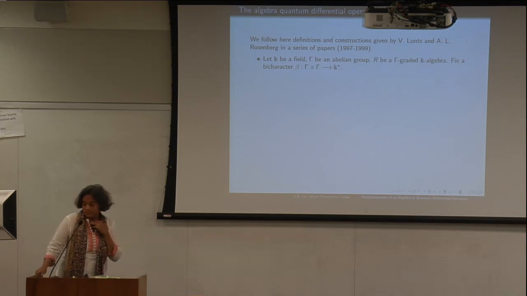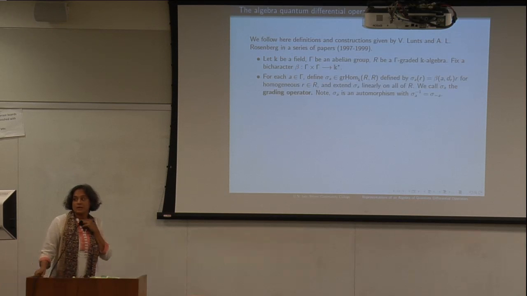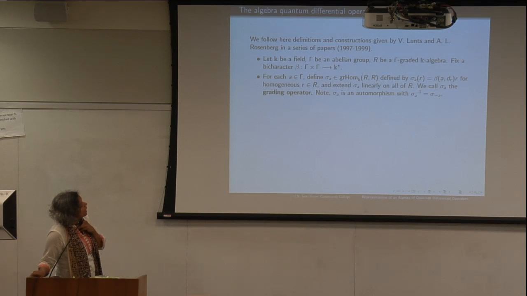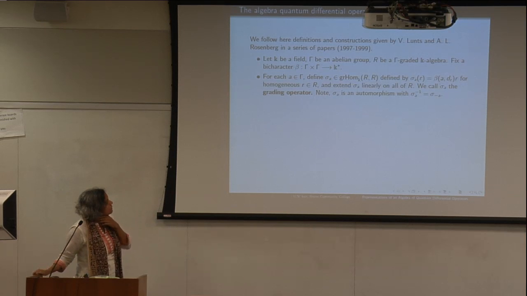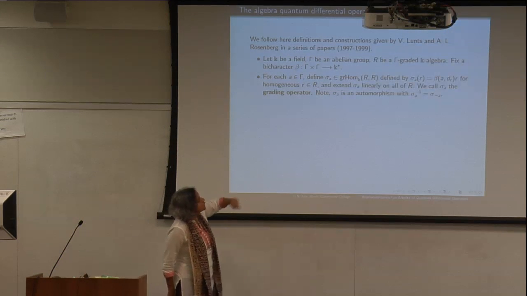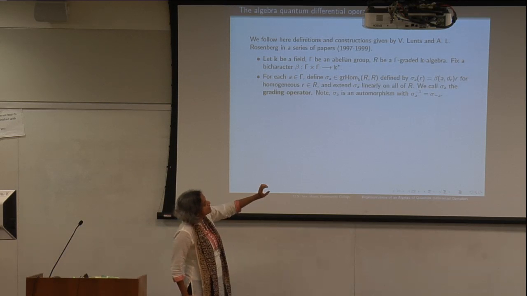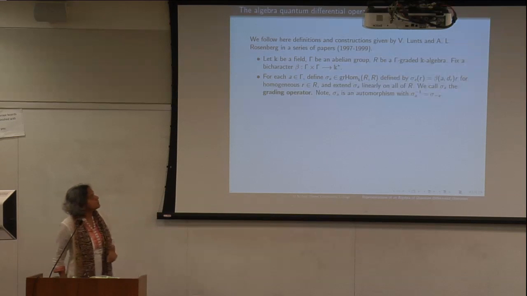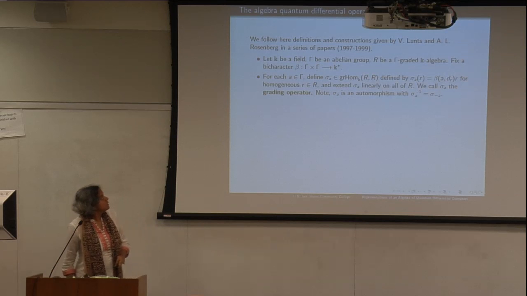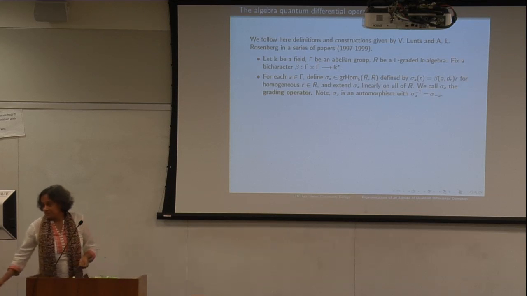Fix a bicharacter beta. Now R is gamma-graded. Therefore, for every element a from your abelian group gamma, you have an automorphism sigma sub a, which on R just spits out a scalar multiple of r. That scalar is given by your chosen beta. This is the grading operator.